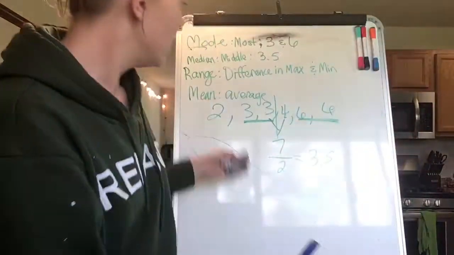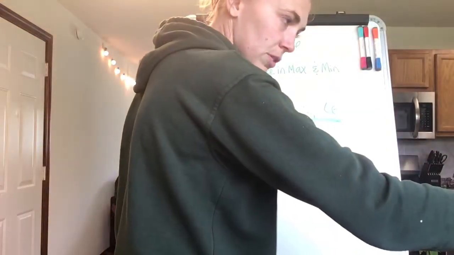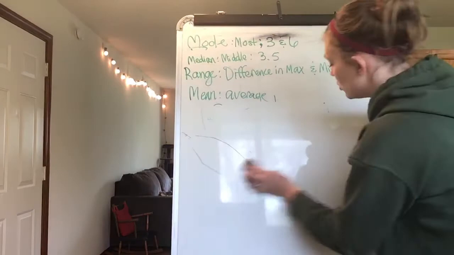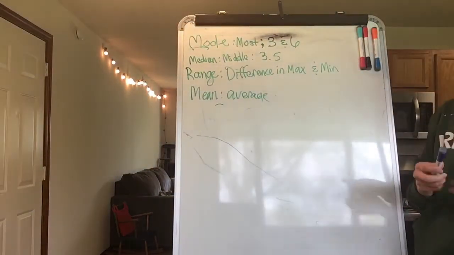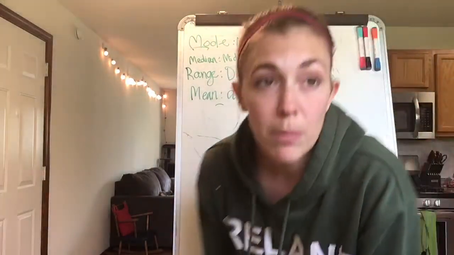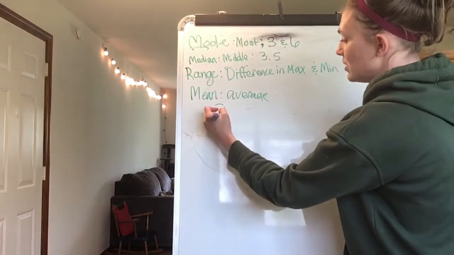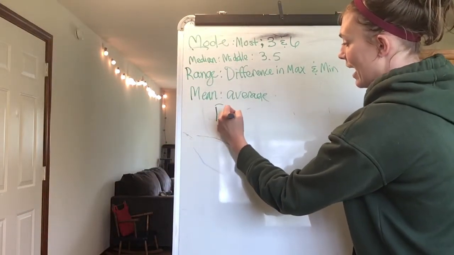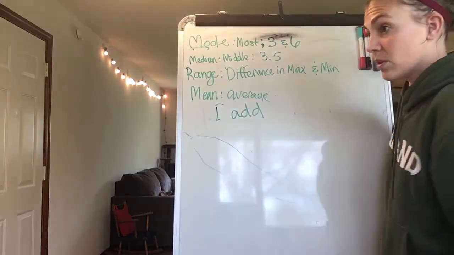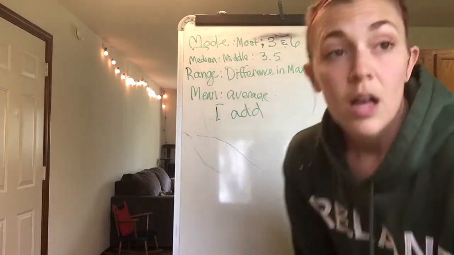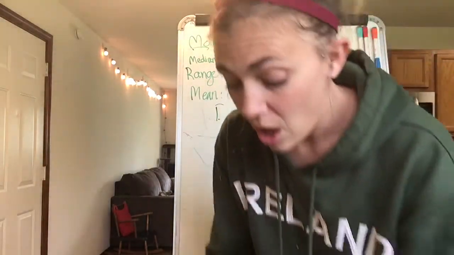so average, in order to find the average of something, you have to follow some steps. Do your numbers need to be in order? No, but I'm going to tell you to put your numbers in order from least to greatest anyway, because that way you can find all of the other things. But you need to, step 1, add all of your numbers.